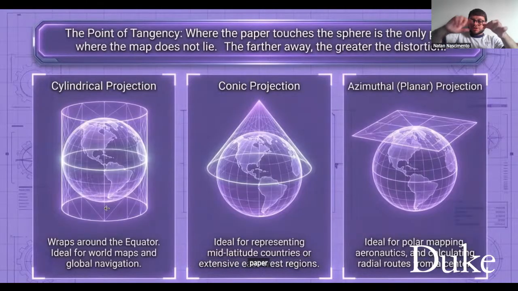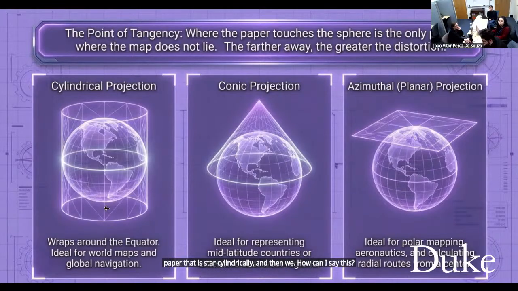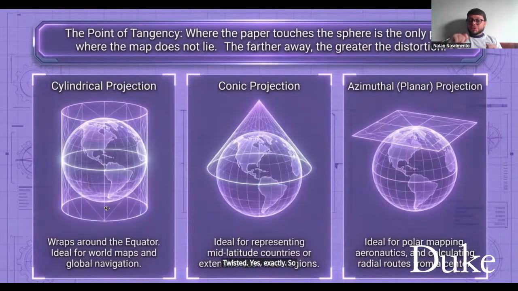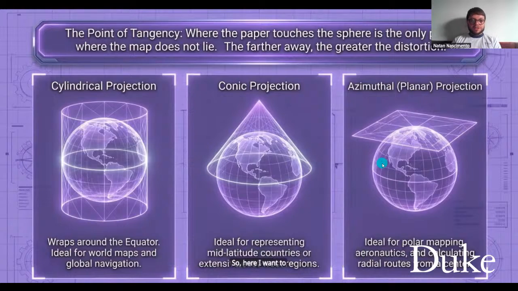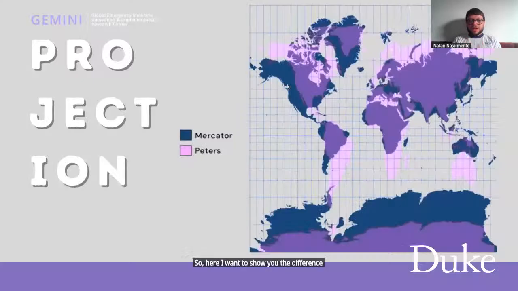If a candy, we take it off the paper, it will be paper that starts cylindrically, and then we, how can I say this? Twist it. Twist it, yes, exactly. So if we untwist, it will be like a cylinder. So it's the easiest form for us even to visualize in our minds. So the abstraction here is easier in cylindrical. So here I want to show you the difference between Mercator and Peters.